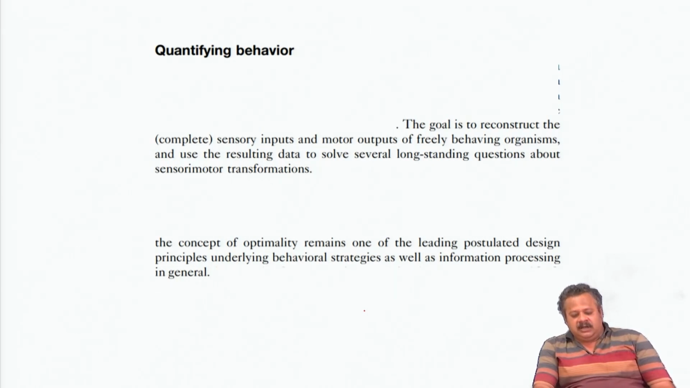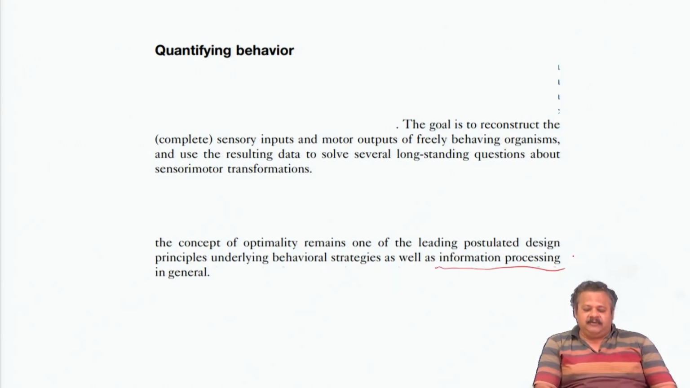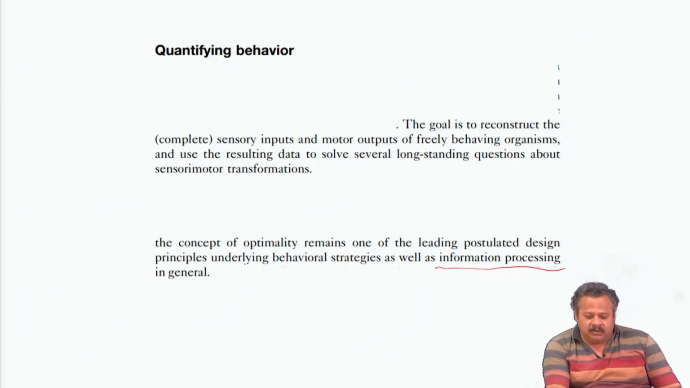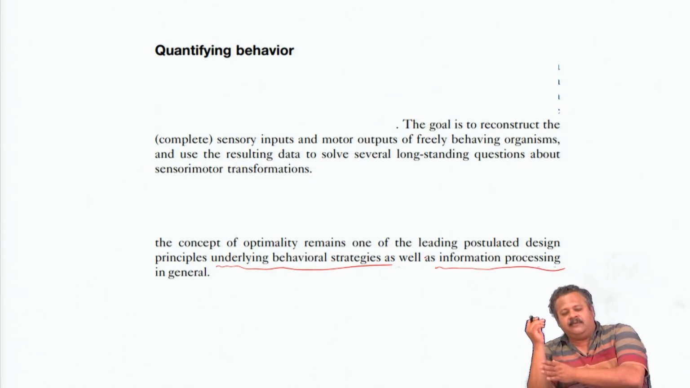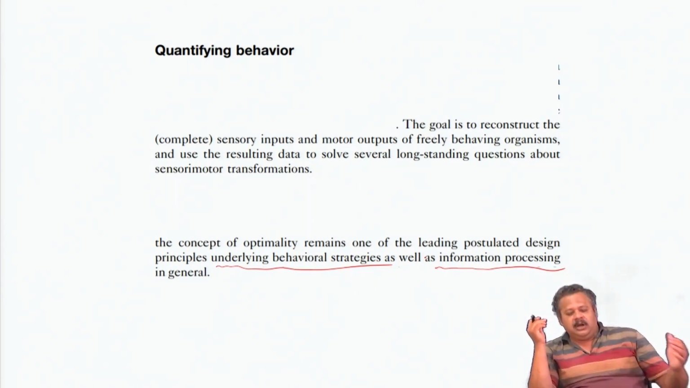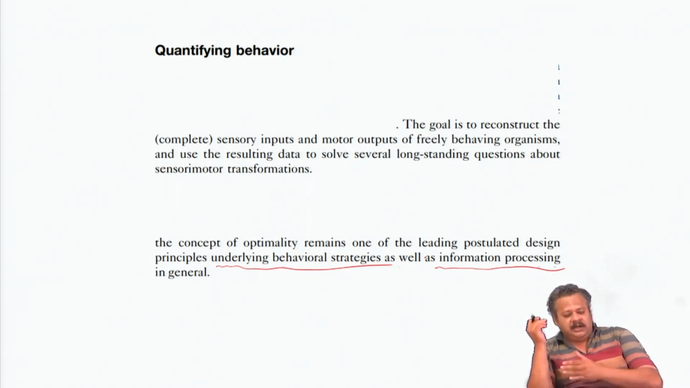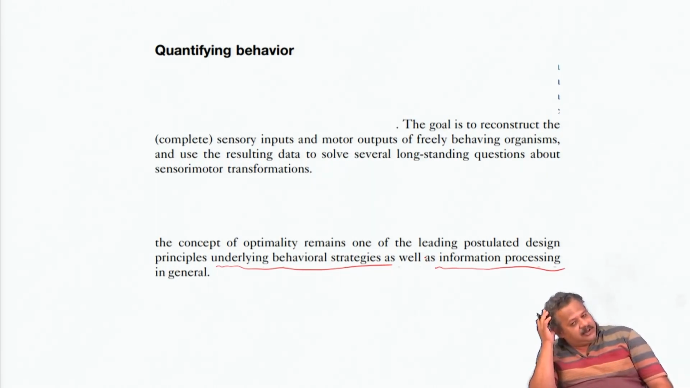So again, as mentioned here, the concept of optimality in some sense remains one of the leading postulated design principles underlying behavioral strategies as well as information processing in general. This part we had covered in our previous lectures, and now it is about using similar principles to look at behavioral strategies, that is, starting from the information processing, the sensory input, right up to the motor output, that is, the entire sensory motor transformation.